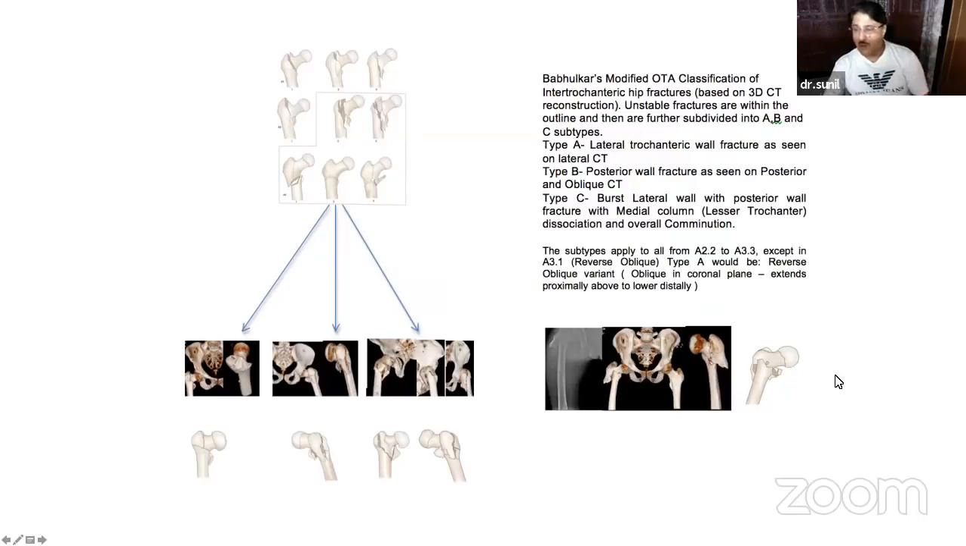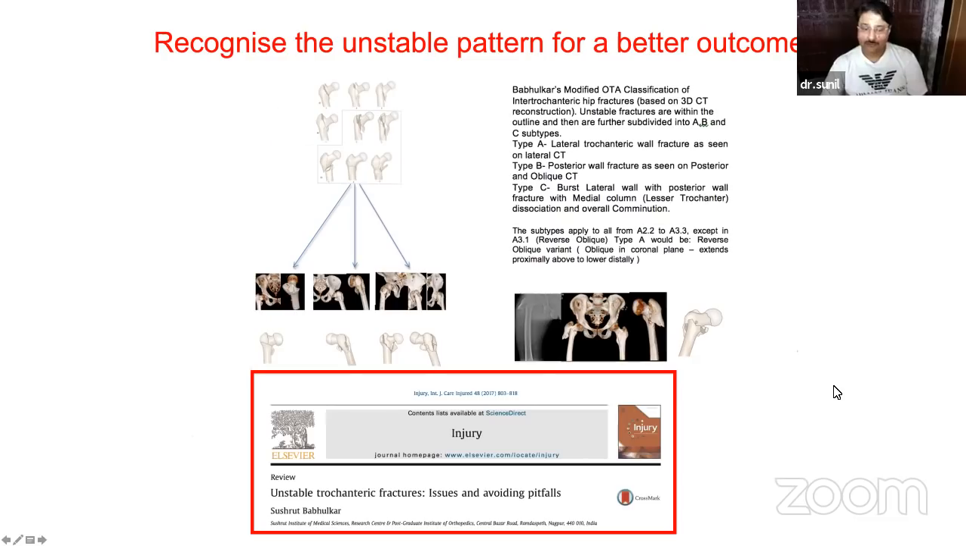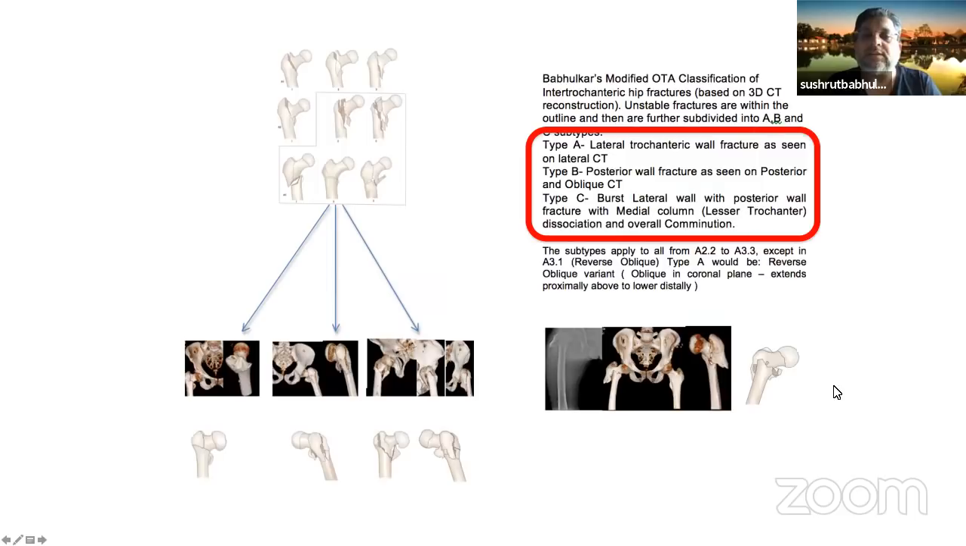Now this again, you want to continue, Sushruth? No, this is okay. This is fine. This is type A, B, and C. A is lateral wall, B is posterior wall, C is burst lateral wall.